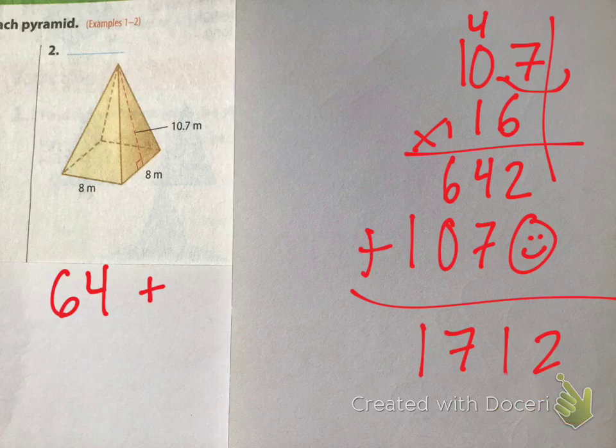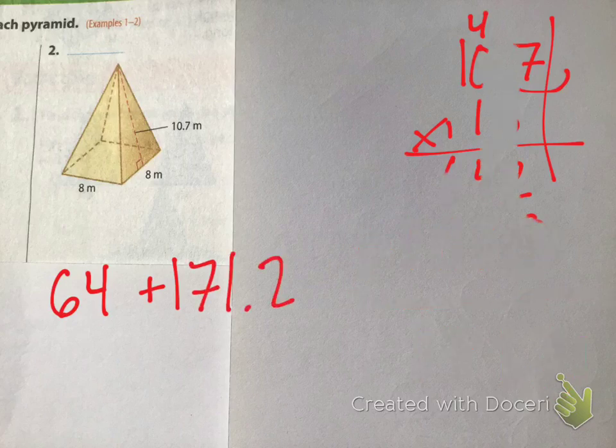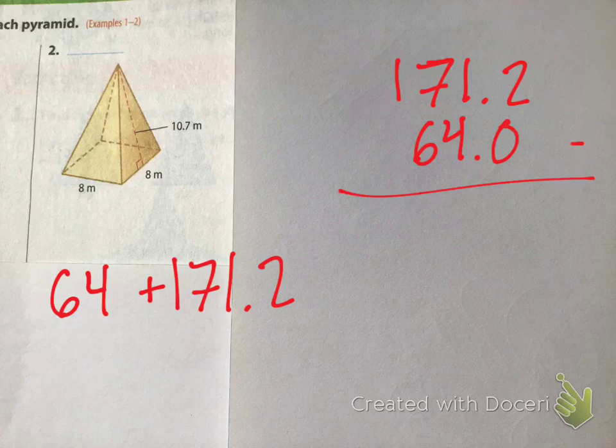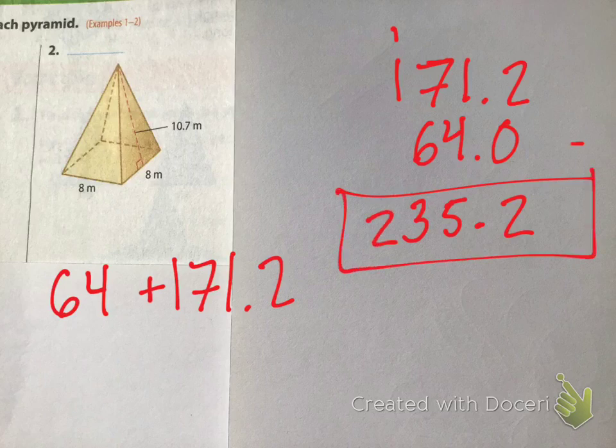This is why you always want to call Miss Diaz out on her mistakes. I moved this over 1, so I got to move it back 1. So my answer is 171 and 2/10. See, this is what happens when I go too fast. So now I've got to add these together. We line up our decimals. So we get 171 and 2/10 plus 64 and 0. And we get 235 and 2.2 meters squared, which makes a lot more sense.